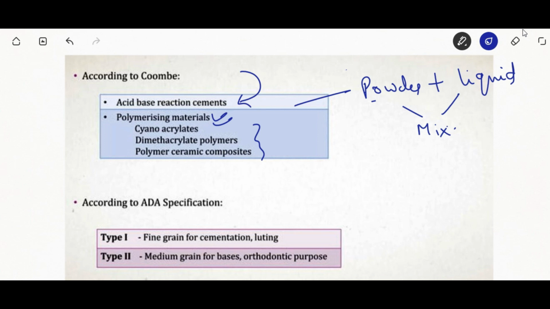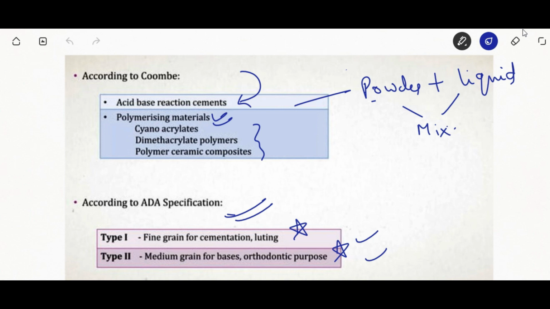Second are the polymerizing cements. They set by polymerizing reaction that may be light activated or chemically activated. Examples of it are resin-based cements. Dual cure cements are those cements that can set either by acid-base reaction or by polymerization, that is light activated or chemically activated mechanism.